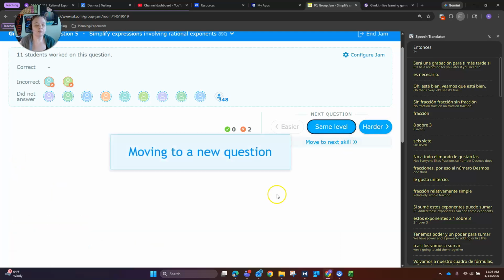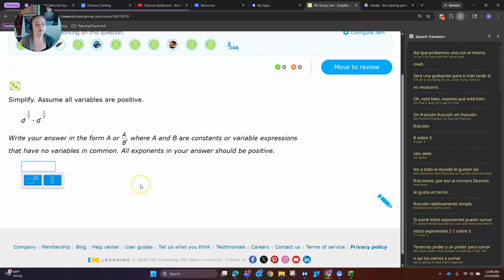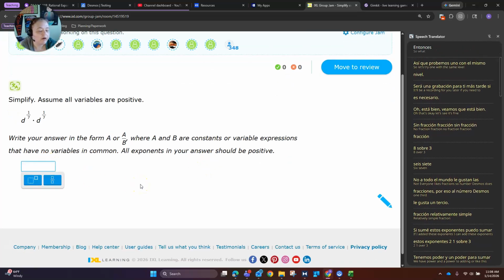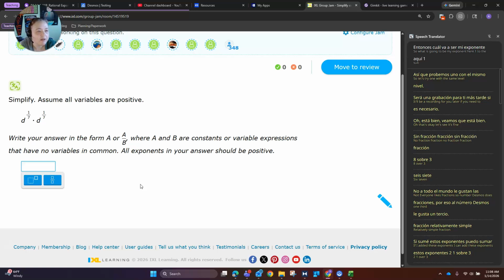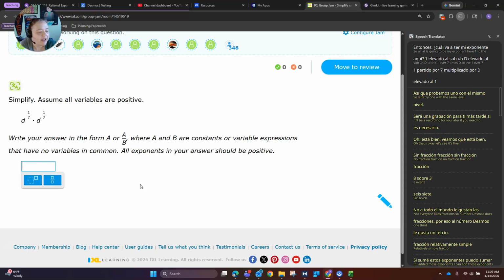So let's try one with the same level. So what is going to be my exponent here? d to the 1 over 7 times d to the 1 over 7. What's my exponent?